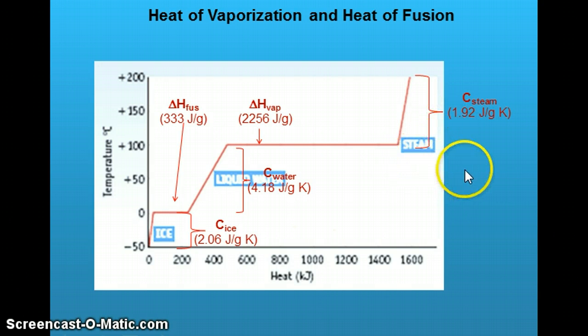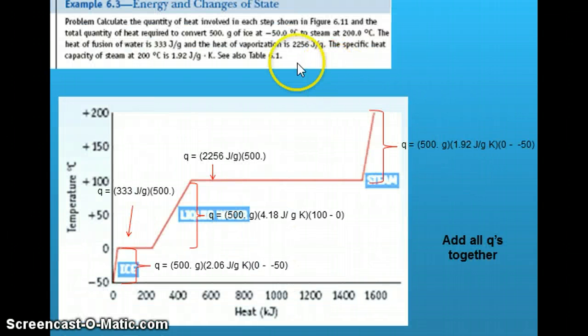All right. So the question that you're going to have to do in your homework is something similar to the following. It says calculate the quantity of heat involved in each step shown in figure 6.11 and the total quantity of heat required to convert 500 grams of ice at negative 50 degrees to steam at 200 degrees. And they go ahead and tell you that the heat of fusion of water is 333 joules per gram. The heat of vaporization is 2,256 joules per gram. The specific heat capacity of steam is 1.92 joules per gram. And there's some numbers missing. That's why I gave you the prior picture with all the numbers for each part of the graph.